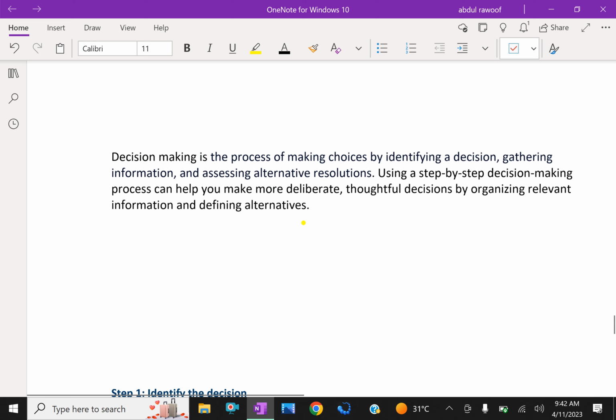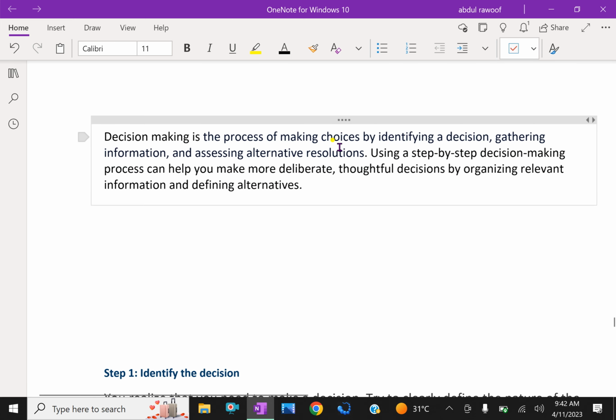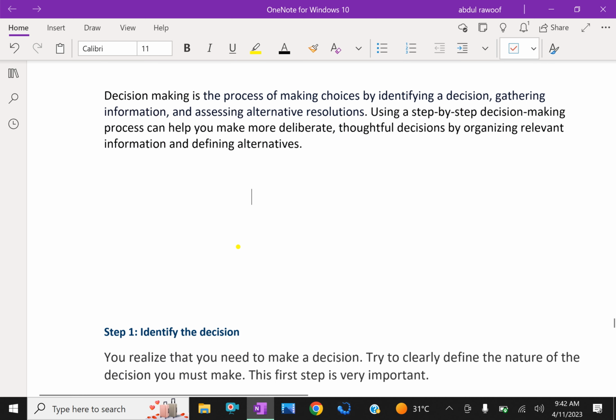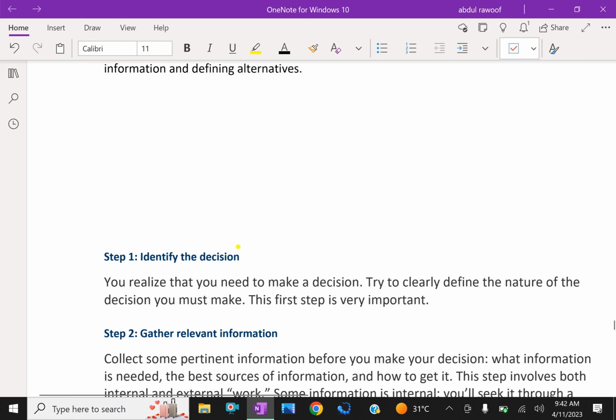Decision making is the process of making a choice by identifying a decision, gathering information, and assessing alternative resolutions. Using step-by-step decision making, the process can help you make more deliberate, thoughtful decisions by organizing relevant information and defining alternatives. Now we'll discuss the further steps of decision making.